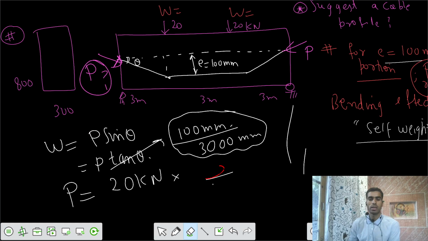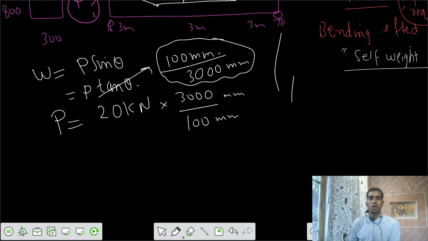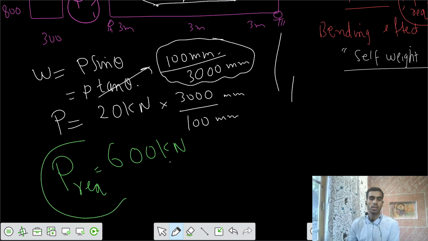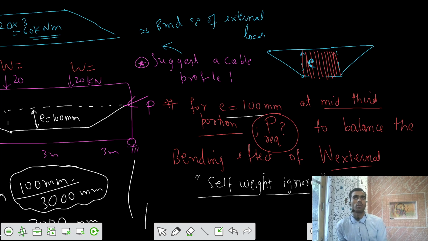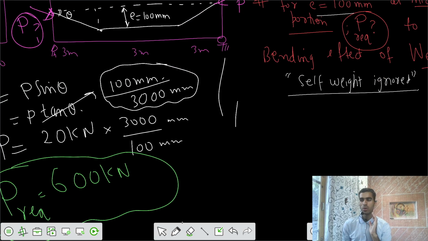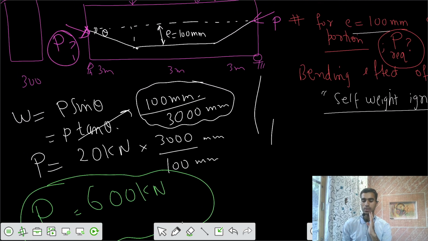This should be the inverse of that, that is 3000 divided by 100. So finally you get 20 times 30, which is 600 kilonewton. So P required is 600 kilonewton. You have to apply this amount of force such that the bending stresses because of the external loads W are balanced by the effect of that P at some eccentricity E, so that it counteracts the effect of those external bending stresses. So that's what we have here: W equals P sine theta.